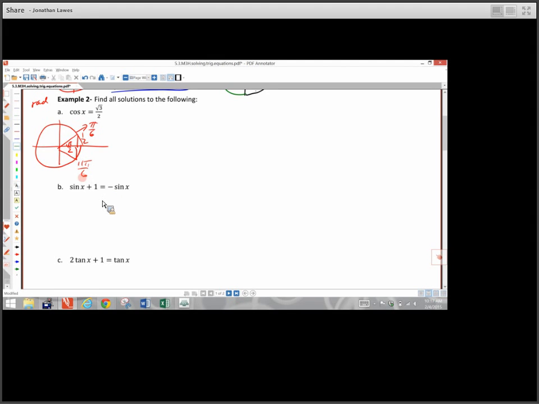Now, if we want to find all of them, again, we're going to write down an answer, and then we're going to write down how often it repeats. How far would you have to go around the circle before you hit the same answer again? So this is going to be x equals pi over 6 plus 2k pi or 2 pi k, it doesn't really matter. And the other answer set would be 11 pi over 6 plus 2k pi or 2 pi k, it doesn't matter. So those are all of the answers.